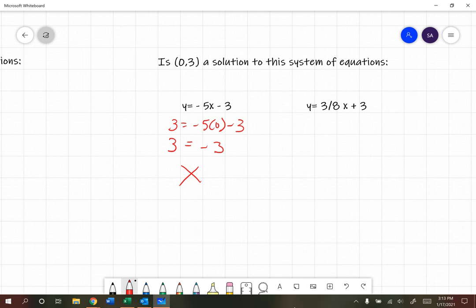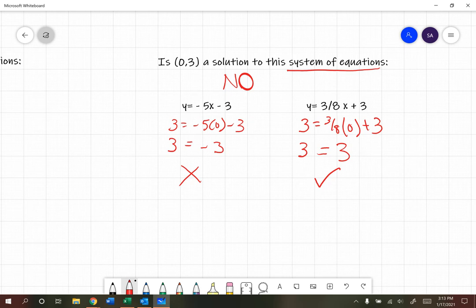Okay. Over here, let's try this side. I have 3 equals 3/8 times 0 plus 3. 3/8 times 0 is 0, plus 3 is 3, and this one is a solution. However, (0, 3) is not a solution to the system of equations because it does not work for both equations in the system. So this would be a no, this is not a solution.